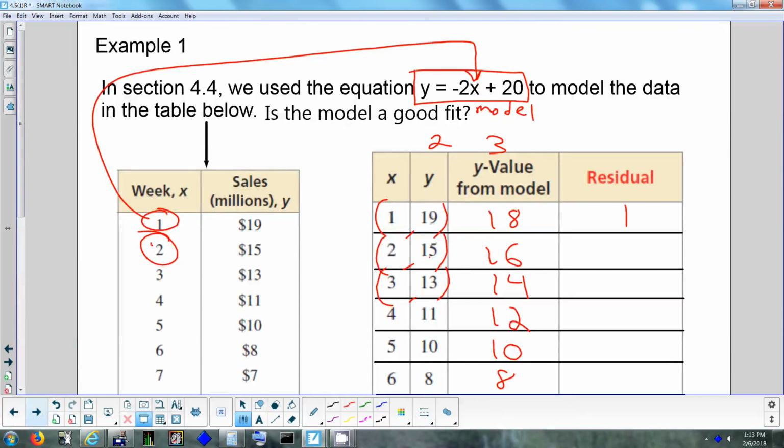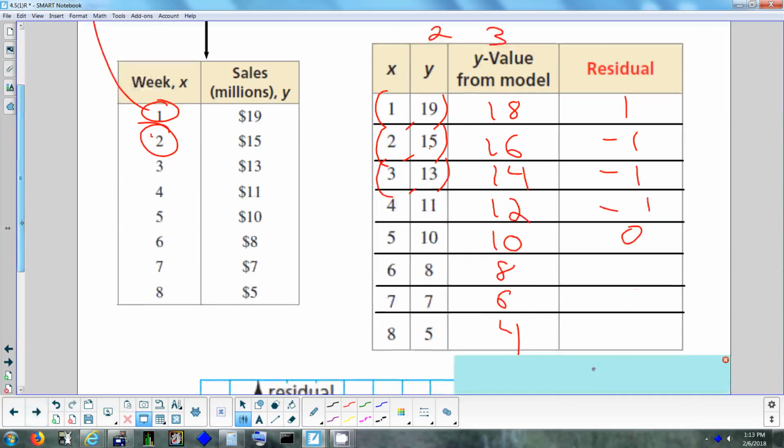What's 16 minus... Guys, you already have it set up vertically up and down, so you just put a minus sign from up and down, so 19 minus 18. You know what? Negative 1. Good? Yeah. 13 minus 14? Negative 1. 11 minus 12? Negative 1. 10 minus 10? 0. That's good. 0 residual means your line is perfect for that one. What's 8 minus 8? 0. 7 minus 6? 1. 5 minus 4? 1.